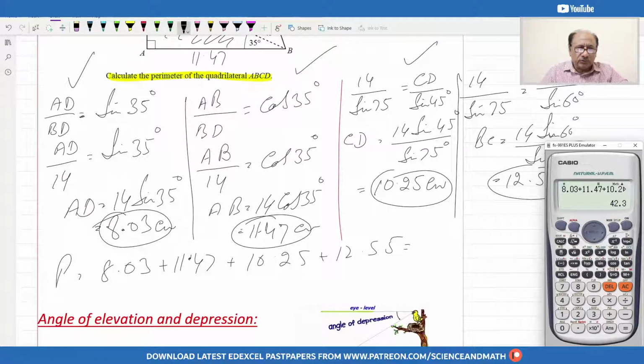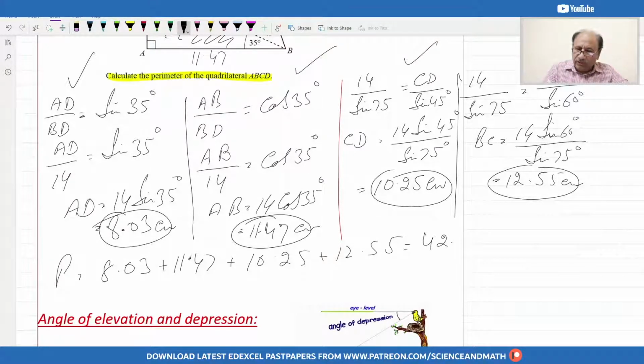This is resulting to 42.3. So 42.3 centimeters, this is the perimeter. Hopefully you understood this also.